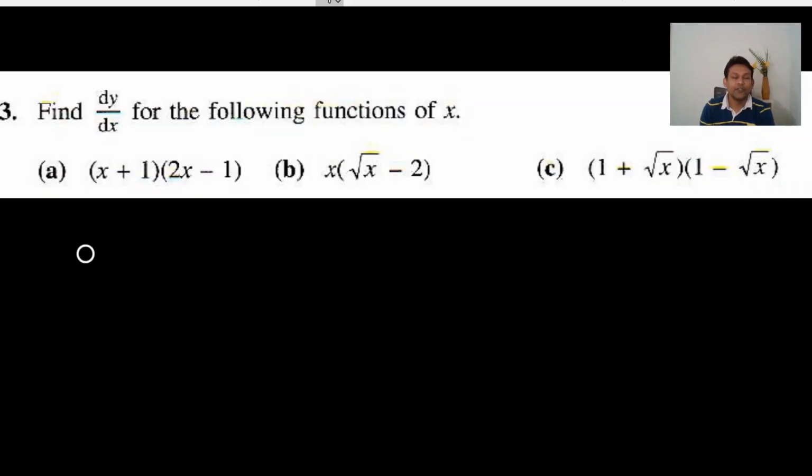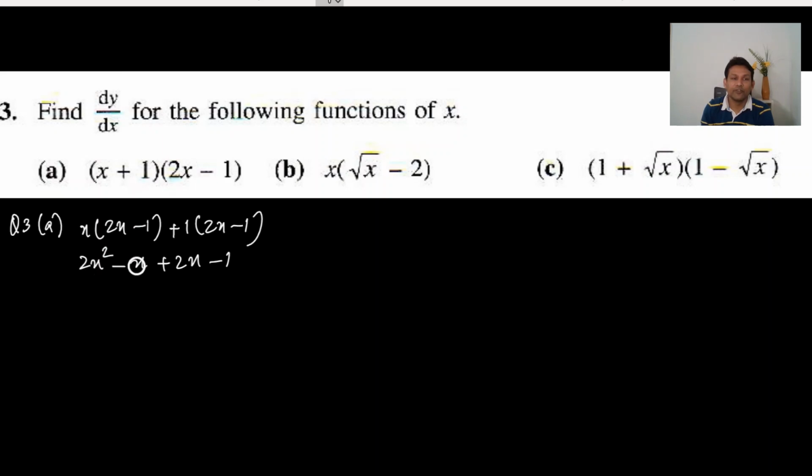In question number 3, we have 2 brackets given. What we have to do in this question is first multiply the brackets. x multiplied with 2x minus 1 and plus 1 multiplied with 2x minus 1. This is coming 2x squared minus x plus 2x and minus 1. When we simplify this, it is 2x squared plus x and minus 1. After doing the multiplication, now apply the differentiation. It's very simple. Now 2 is 4x, power is 1, this is 1, and this is 0, so we have done it.